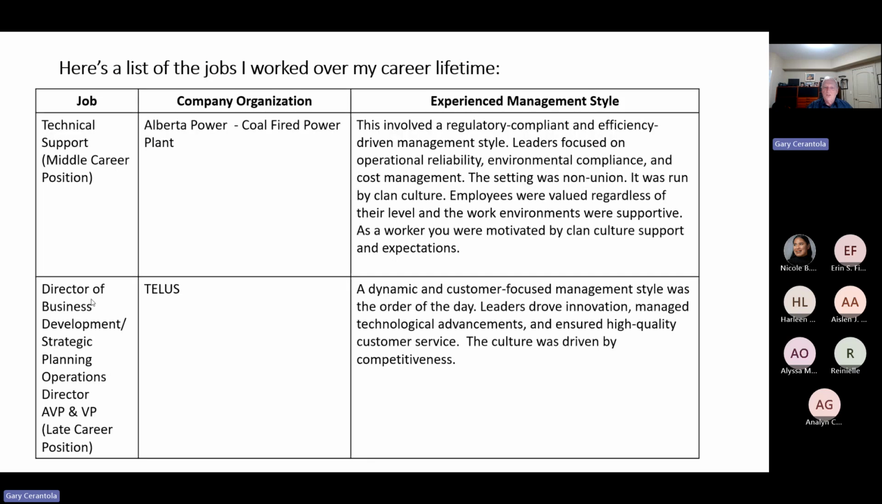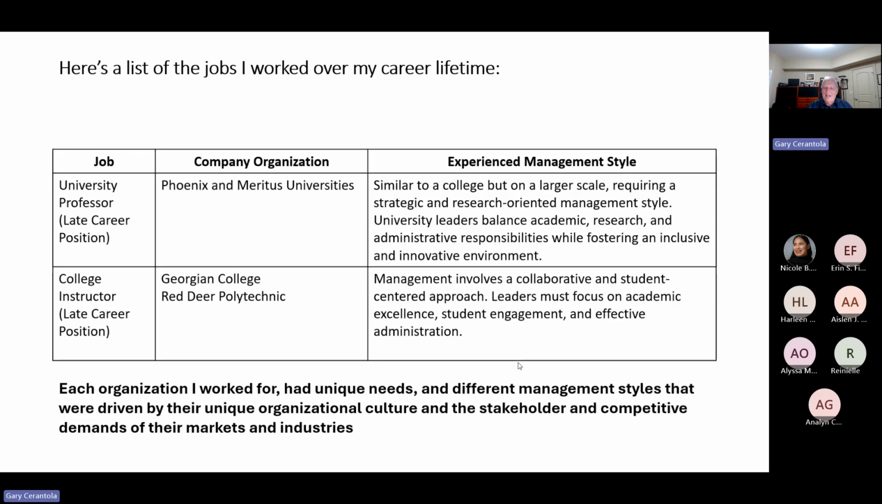So those are key, and then right at the end, I worked as a vice president at TELUS, a dynamic, customer-focused management style, customer-driven, where leaders drove innovation and managed technical advances. The culture was driven by competitiveness. So it was pretty stressful at times, working in that type of business.